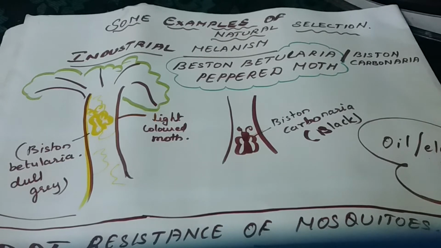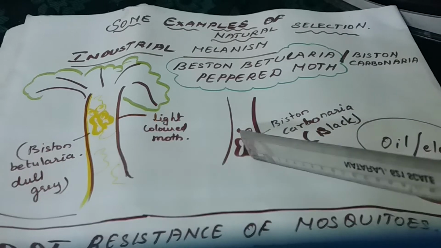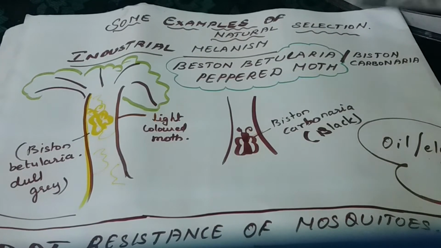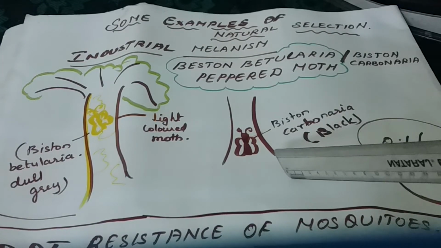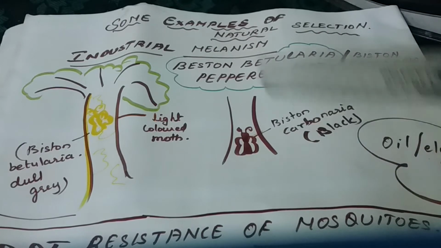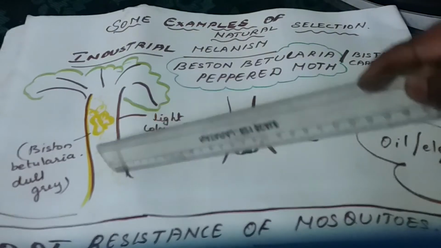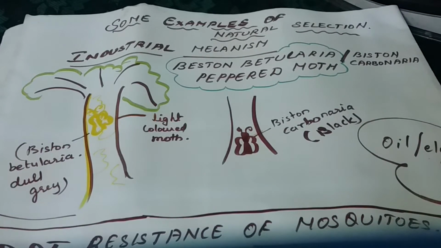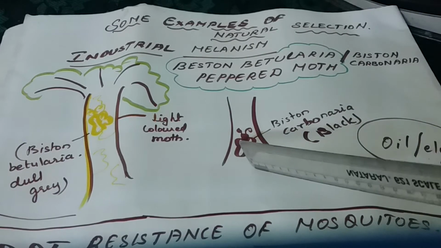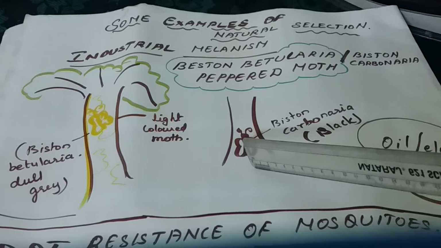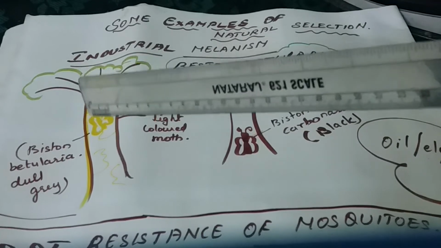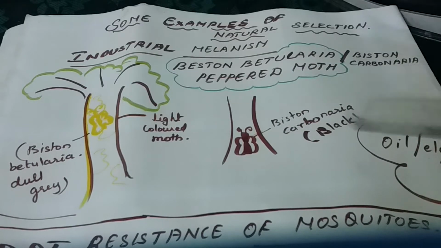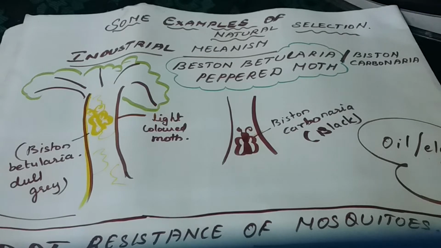But at the same time, Biston carbonaria is black in color, so when it rests on this environment, it was easily captured by the predators. So the number of Biston carbonaria was very less and the number of Biston betularia was very high before the industrial revolution. And after that, what happened?